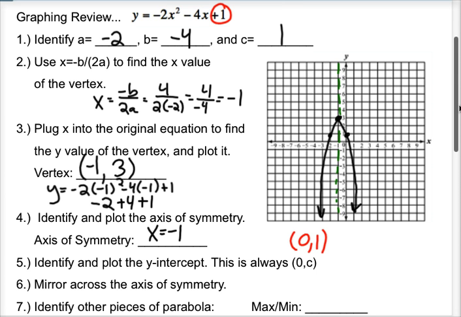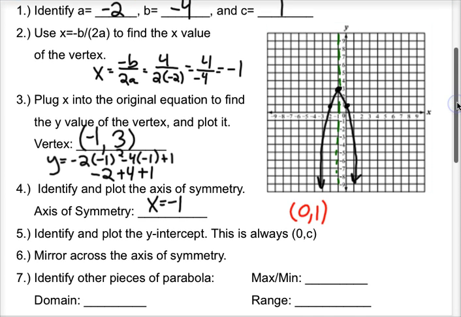Now, don't forget, when you're doing these, you have those additional pieces that you're going to be asked to find. So you can tell the vertex here is the highest point. So that is going to be our maximum value. The domain, remember, is always all real numbers. And the range is based on the y values. In this case, since it is the maximum value, every y is going to be less than or equal to the vertex. So every y is going to be less than or equal to that 3.